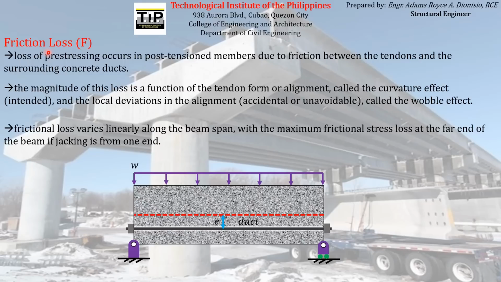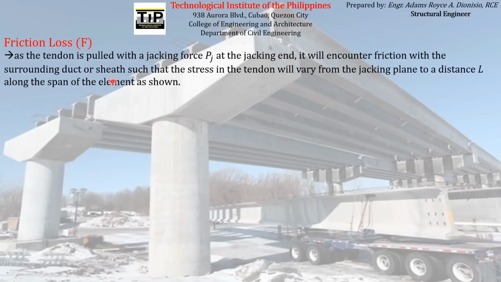Due to the existence of what we call friction losses, which is again the loss of pre-stress acting on the pre-stressing reinforcement due to the friction between the reinforcement itself and the surrounding concrete blocks. So, as the tendon is pulled with a jacking force Pj at the jacking end, it will encounter friction with the surrounding duct or sheath, such that the stress in the tendon will vary from the jacking plane to a distance L along the span of the element as shown.